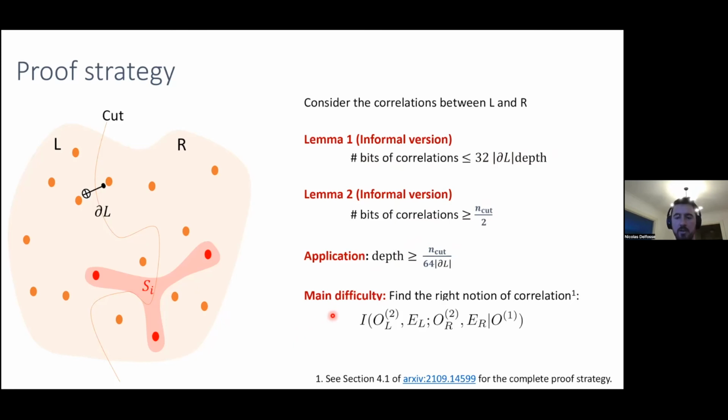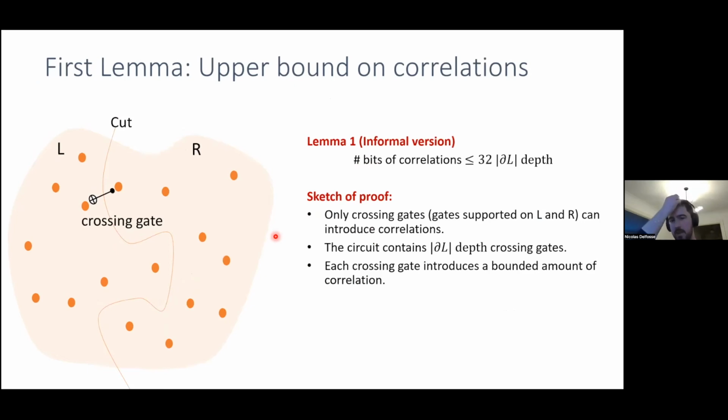And the main difficulty of this proof was to find the right notion of correlations. I'm going to keep it vague in this presentation, but the right notion of correlation we ended with is some notion of conditional mutual information between two subsets of outcomes, between what we observe on the left side and what we observe on the right side. It's a bit technical to arrive at this point, but I'm going to try to give you an intuition for these two bounds.